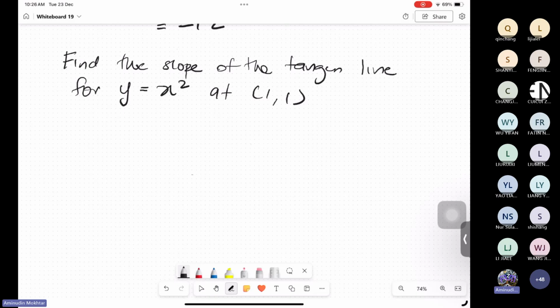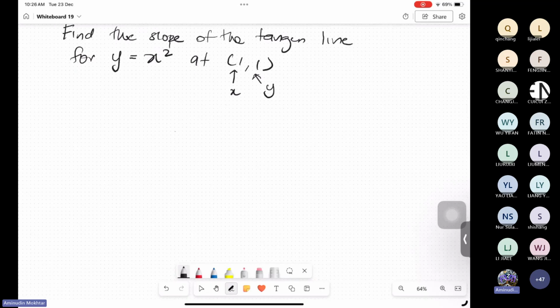At 1 and 1. When x equals 1, y equals 1. Please remember this coordinate form: the first number is x, and the second number is y. When x equals 1, y also equals 1. This is the function y equal to x squared. But now we need to find the tangent line. What is the tangent line? When we draw this graph, I hope you still remember how to draw it.